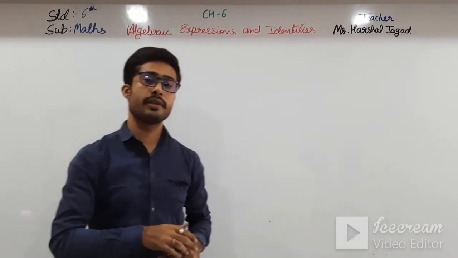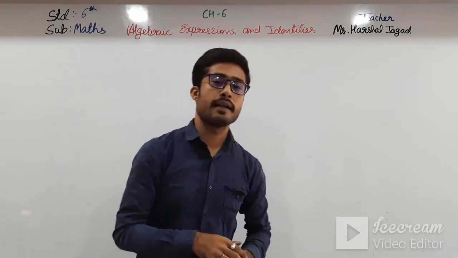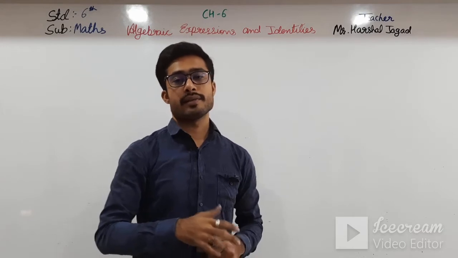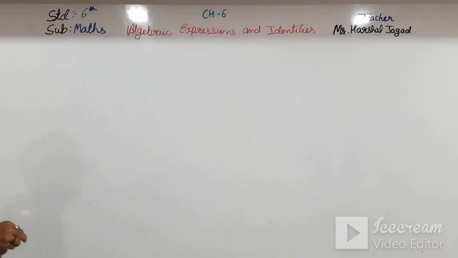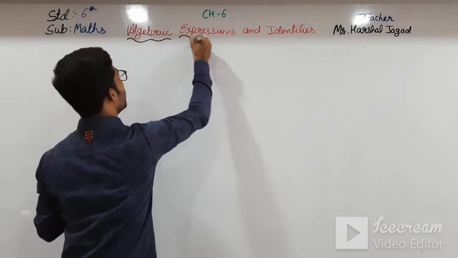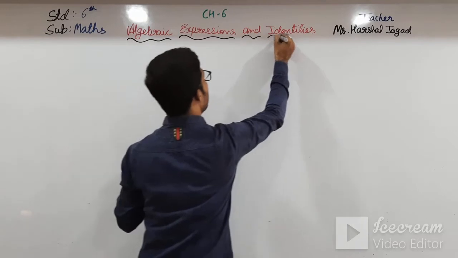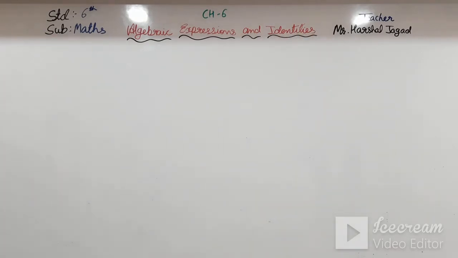In the previous video we just completed chapter number 5, that was Powers and Exponents. Okay students, in this video we will start with our new chapter, chapter number 6, Algebraic Expressions and Identities.